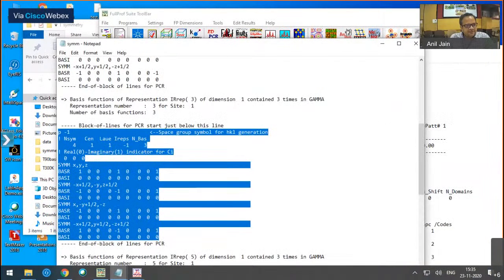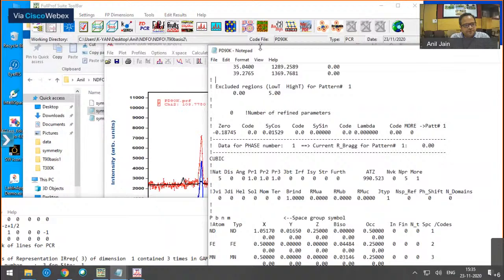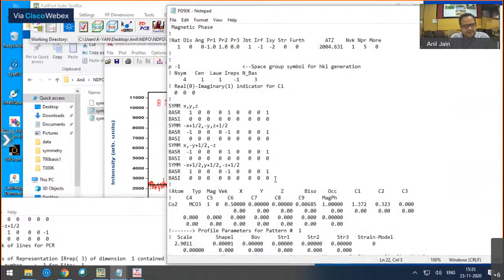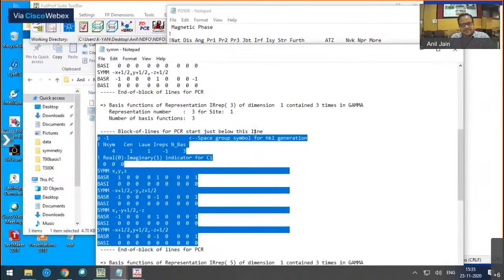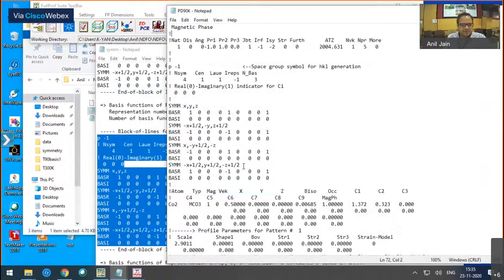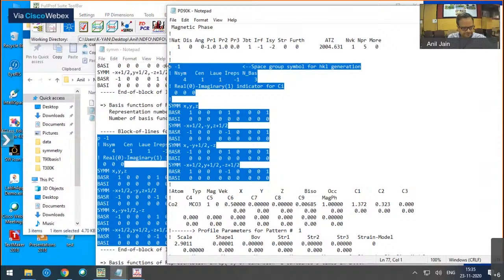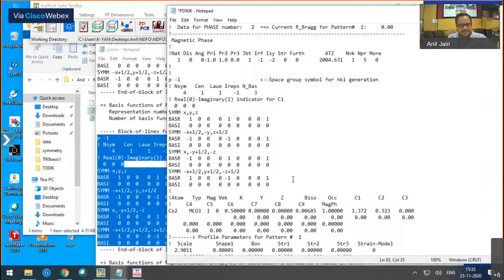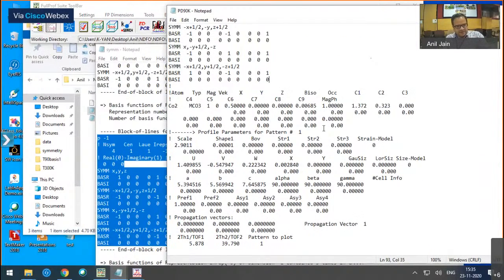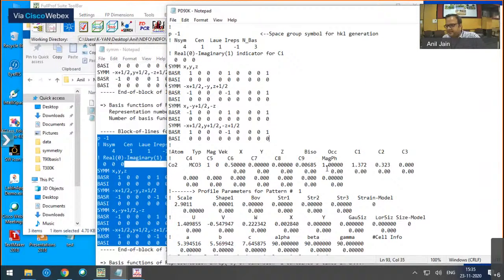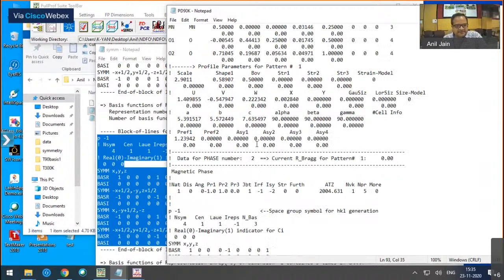So what I have to do now is replace this part in the PCR file by this block of lines which was given to me after running BASIREPS. So copy it. I have pasted it here and file save. And now the rest of the things are the same as were there in the previous PCR file. You can see it here. The lattice constants are the same.